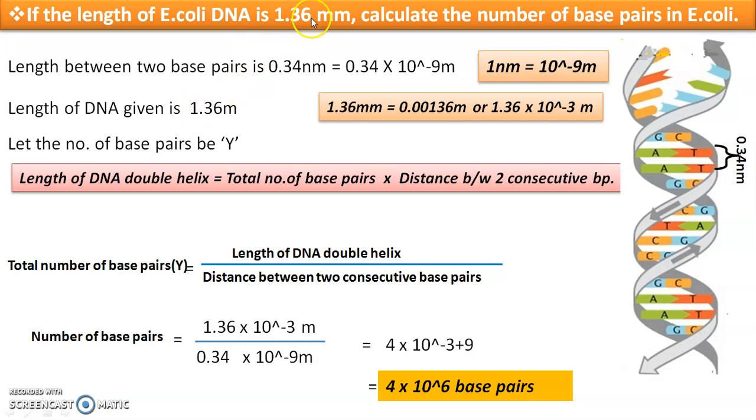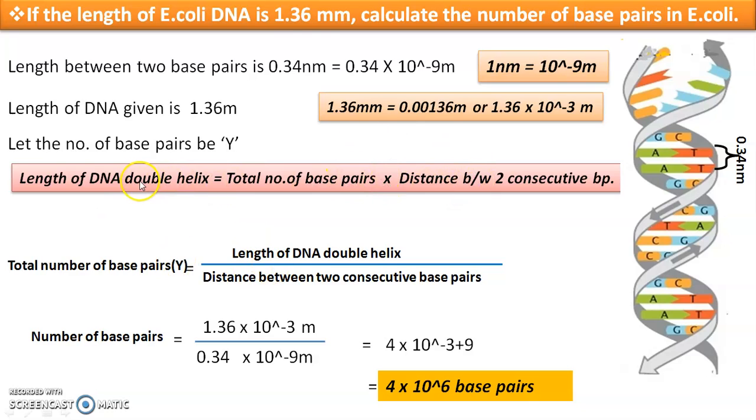Then the length of the DNA is given in millimeters, so you convert the millimeters into meters, so it comes to 1.36 into 10 raised to the power minus 3 meters. So we have both of these in meters now. Let us consider what we have to calculate, that is the base pairs, as Y. This is the formula that you have to apply. The length of the double helix DNA is calculated by the total number of base pairs into the distance between any two base pairs. So the total number of base pairs is what we have to calculate.